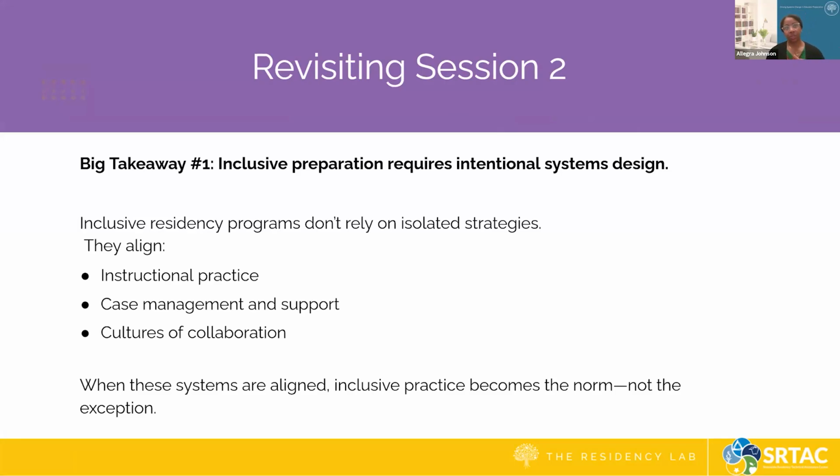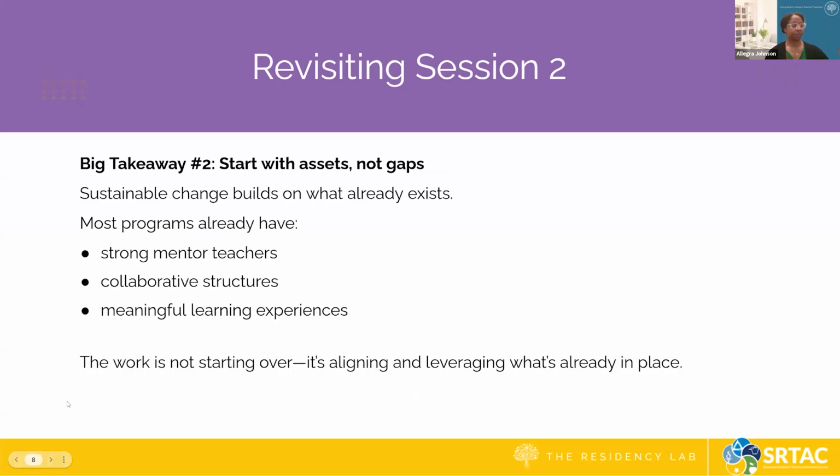In our second session, we really talked about how inclusive preparation requires really intentional systems design. And so we looked at 3 different elements of your system that you would really want to look at and align as much as possible with your goals around inclusion for your program. So that's things like looking at instructional practices, looking at case management and support, and then looking at the culture of collaboration that you are creating for the residents in your program.